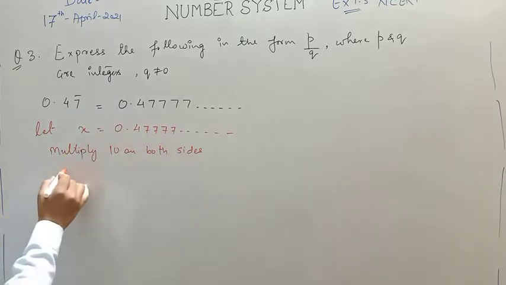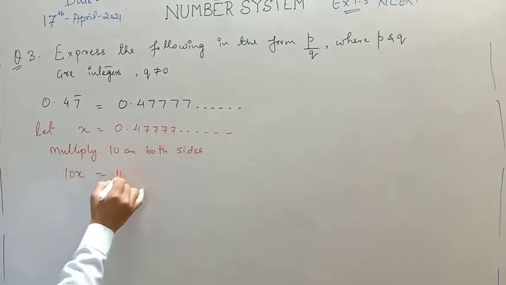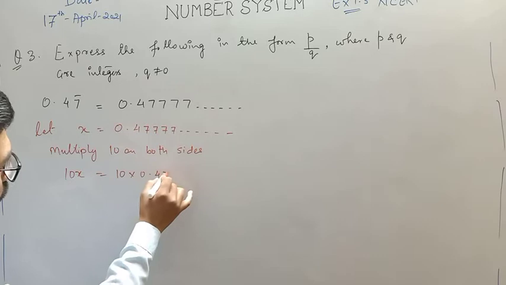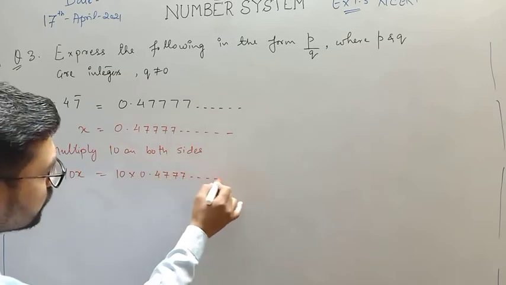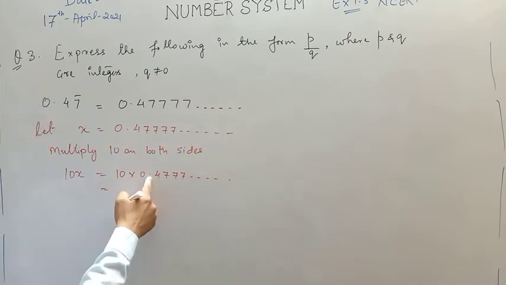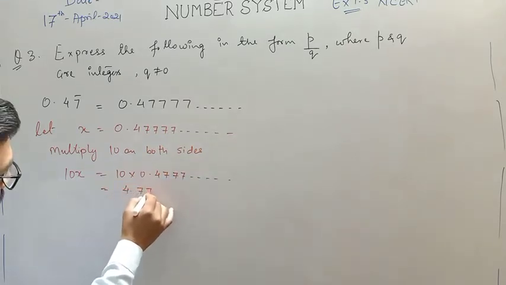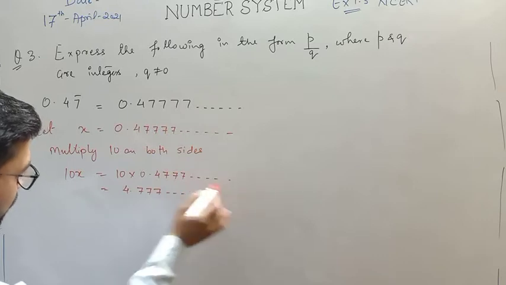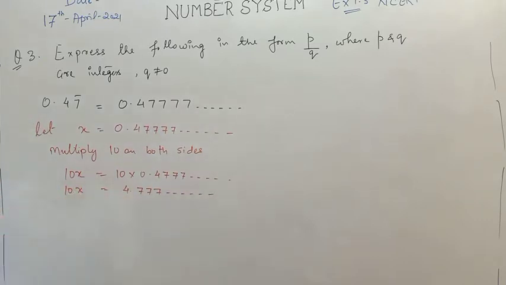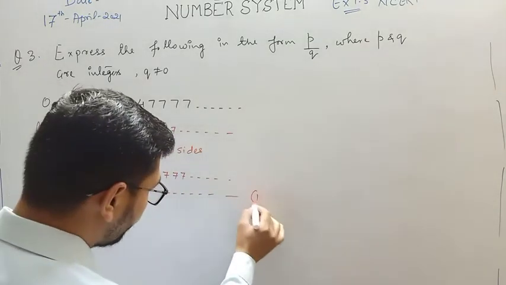Multiply 10 on both sides. What I'll get? 10x is equals to 10 into 0.47 and so on. So this decimal is shifted one place to the right-hand side. So 4.777. This is 10x. And let's say this is equation 1.